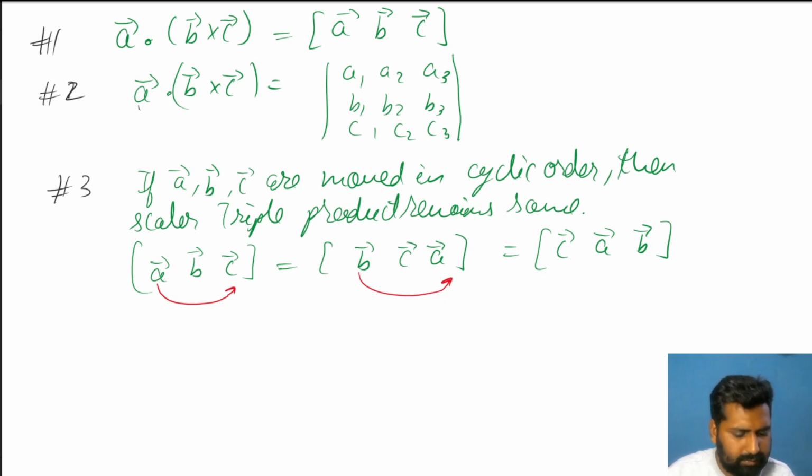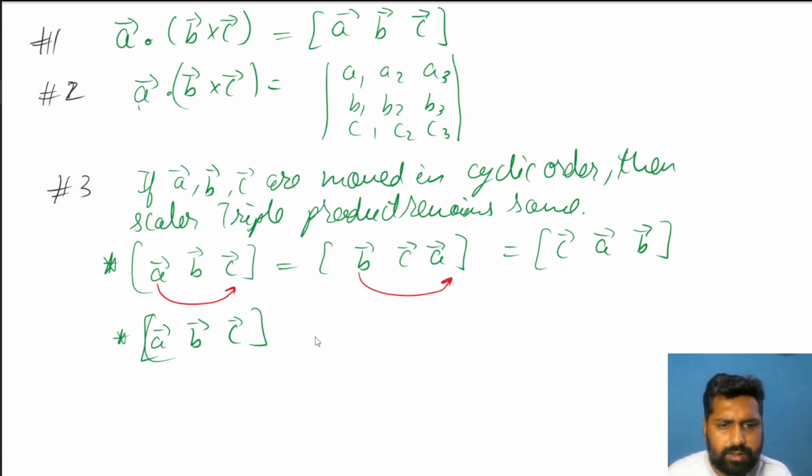But if the order is changed, let's say A, B, C, this is one result of it. The other result is if A, B, C, suppose you changed B and A only, B, A, C. As such, both results will be the same. It's just that one additional negative sign will come.